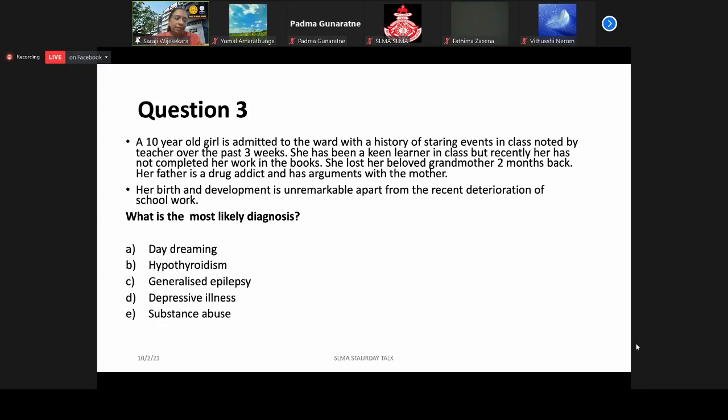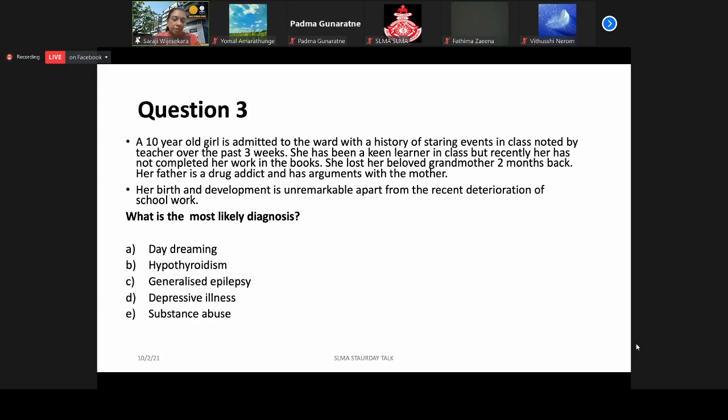So daydreaming: some patients daydream for various reasons. Hypothyroidism, poor school work, yes, possible, but they don't have staring events. And generalized epilepsy. Now, childhood absence epilepsy is a type of generalized epilepsy, right? I haven't put it in words, but that is the answer.